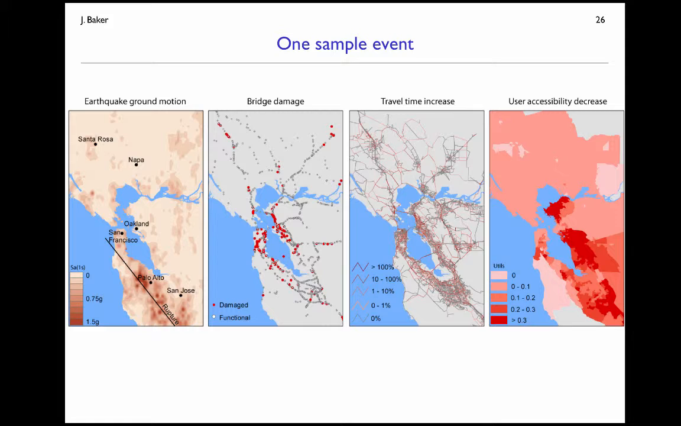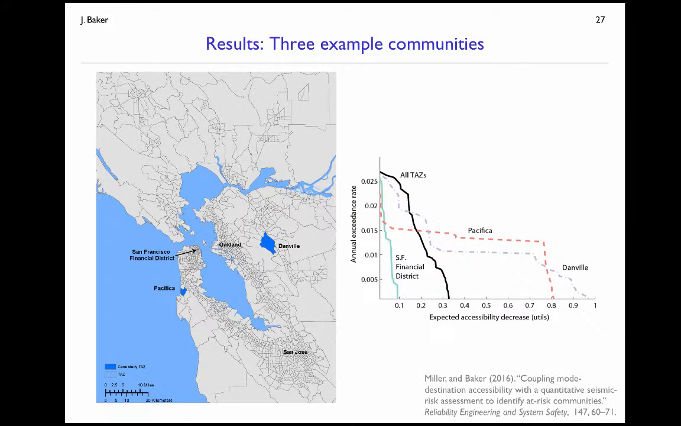Okay, so we've now walked all the way through this process, and we can take a look at some of the results for this San Francisco Bay Area example network. Let me talk for a few minutes about 3 specific communities. This is some analysis that's discussed in greater detail in the reference noted at the bottom right. So here's the San Francisco Bay Area again. These thin black lines indicate travel analysis zones, and we're going to pull out 3 particular ones. Pacifica is a coastal community at the far west side of the region.